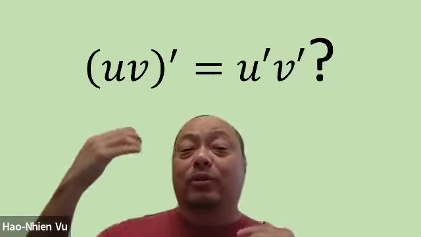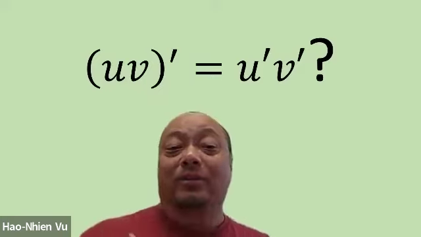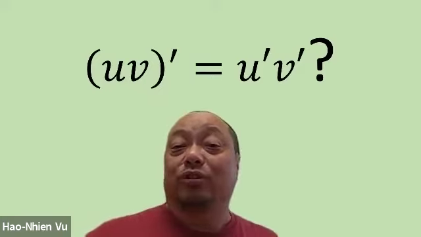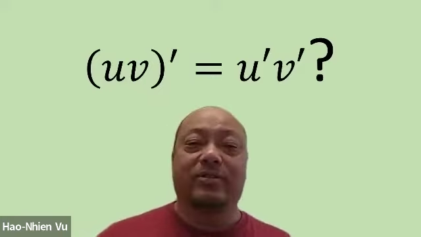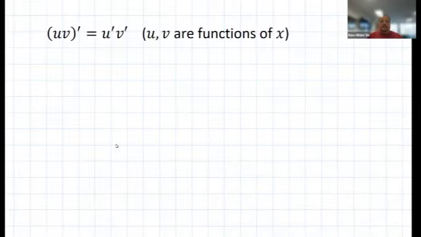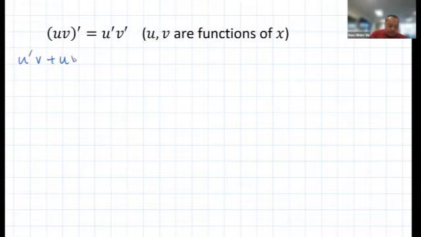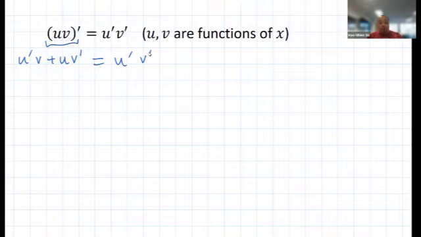When is it that you do something like this and you look out and it's coincidentally true? I'll answer that. All right, we're going to find u and v, functions of x, such that the derivative of uv is actually equal to u prime v prime. We know it's not supposed to be. It's supposed to be u prime v plus u v prime. Well, we're going to solve for instances where it's coincidentally equal to u prime v prime.